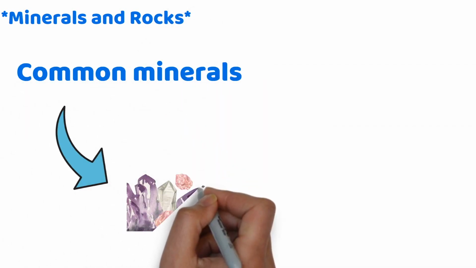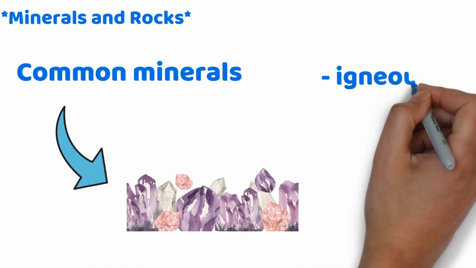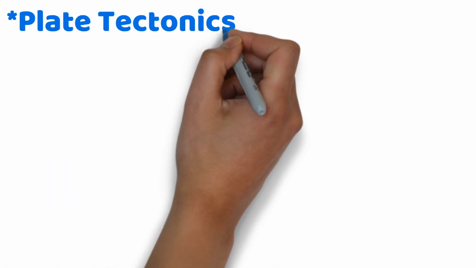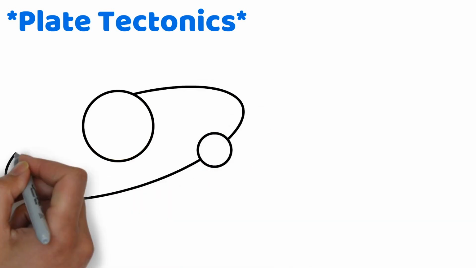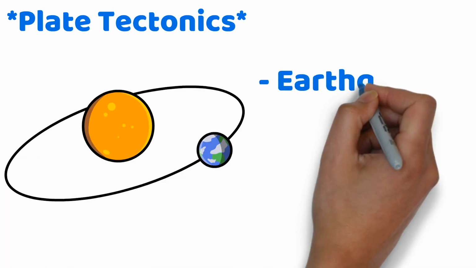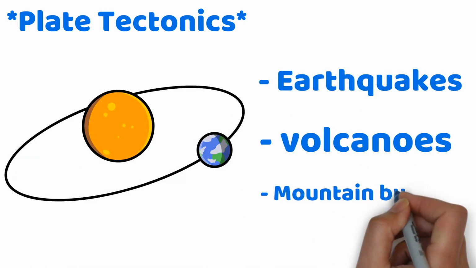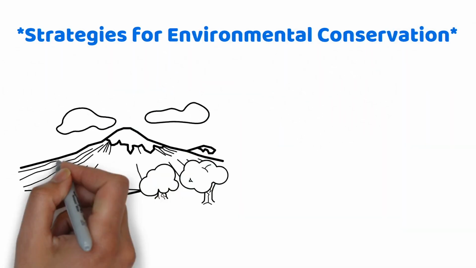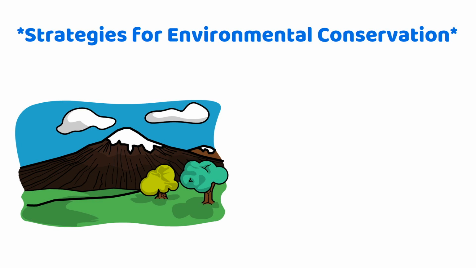Minerals and rocks. Common minerals include quartz and calcite, and rock types such as igneous, sedimentary, and metamorphic. Plate tectonics. This theory explains the movement of Earth's plates and the associated phenomena like earthquakes, volcanoes, and mountain building. Strategies for environmental conservation. Environmental conservation is key to sustaining our planet for future generations.